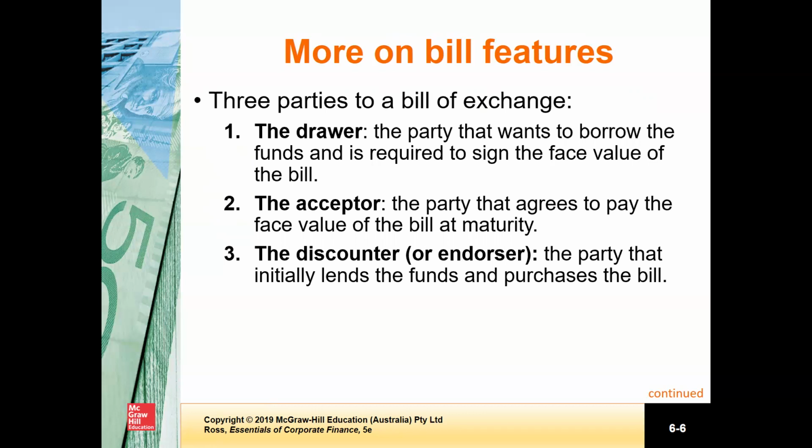Okay, now more on bill features. Essentially, there are 3 parties to a bill of exchange. So you see the parties are the drawer, the acceptor, and the discounter. The discounter is also sometimes known as the endorser. Now, carefully try to understand the role of each of these parties.